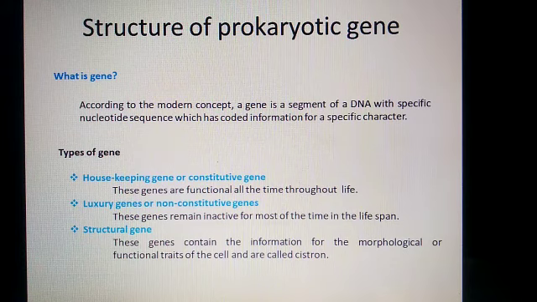Next comes the structural genes. Number 3. These genes code for the substances which are needed for the morphological or functional traits of the cell and are called cistrons. This occurs in the split forms, segmented into introns and exons in eukaryotes, but in prokaryotes these are continuous.